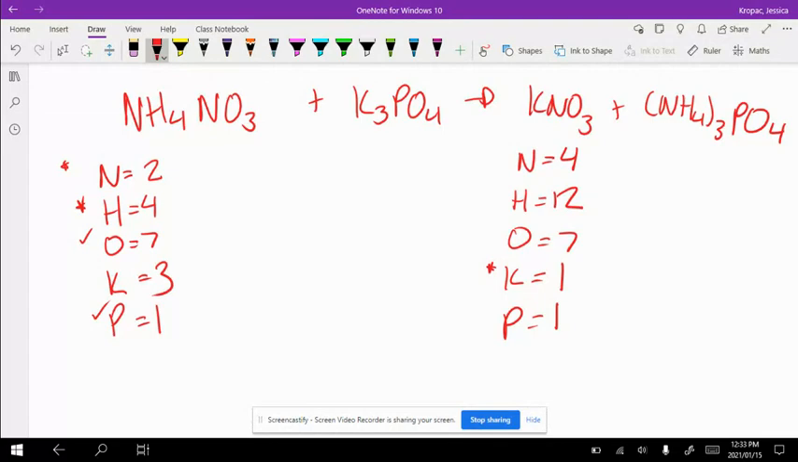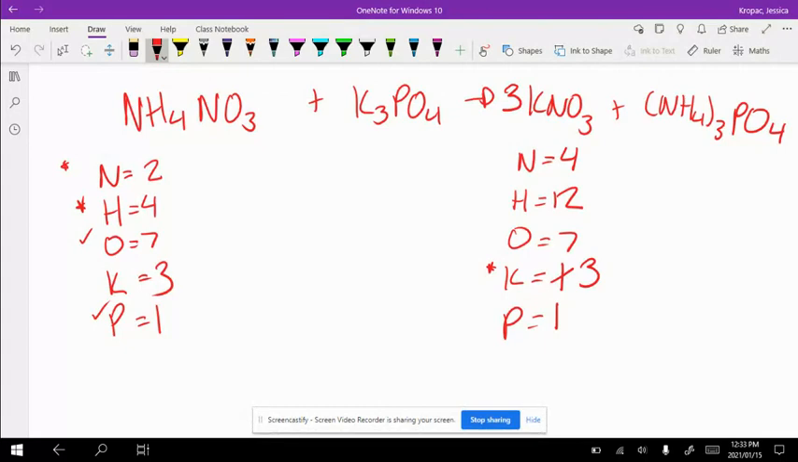So for potassium, I can see that I have 3 on the left and I only have 1 on the right. That means I want to have 3 on the right. So I'm going to put a 3 in front of this potassium. So that means I'm now going to have 3 potassiums. But by doing so, I've also changed my number of nitrogens, and I've also changed my number of oxygens. So we have to go back and recount nitrogen, and recount oxygen.